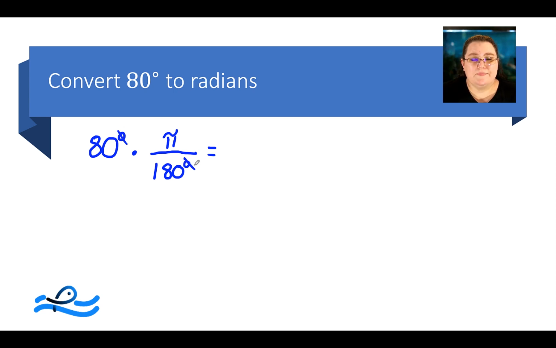and simplify. I notice that 80 and 180 degrees are both divisible by 20. 80 divided by 20 is 4, and 180 divided by 20 is 9. And then we multiply the remaining term, which is pi, with our 4 over 9. So our 80 degrees becomes 4 pi over 9 radians.